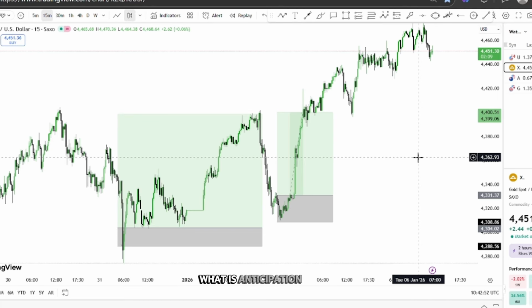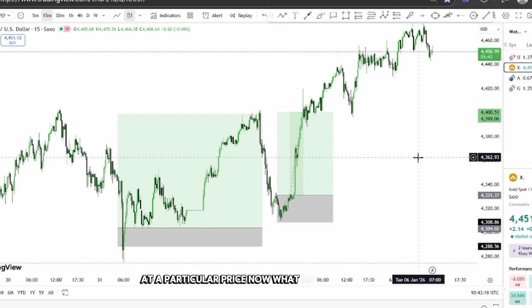What is anticipation entry? This is the kind of entry you make before price confirms your idea. Before price confirms your idea, you make that entry. The logic behind this kind of entry is that you believe price will react at a particular price.